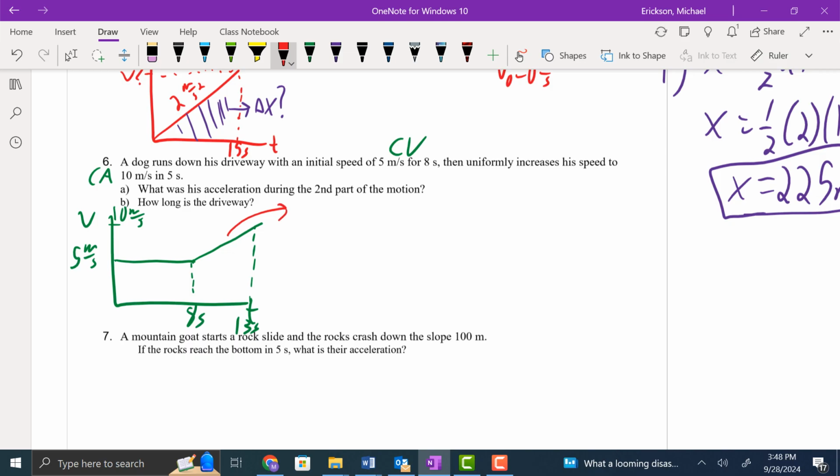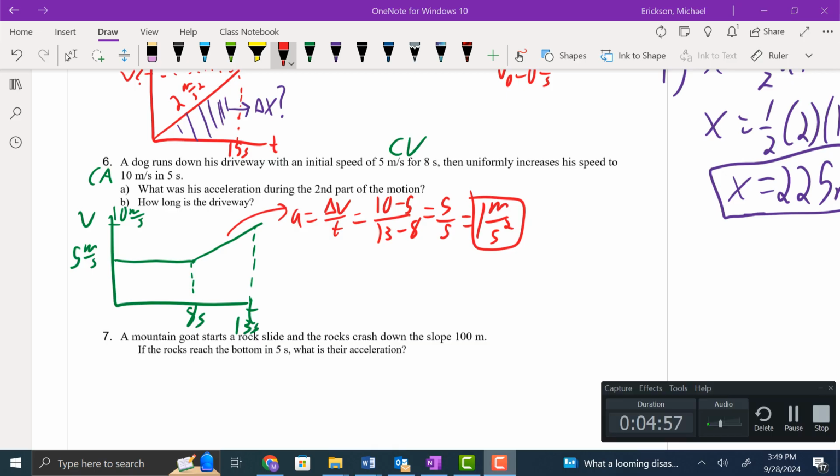And so that's going to be the slope again: a is equal to delta v over t. You can use equation 2, whichever one. And that's going to be 10 minus 5 over, now the time range is 13 minus 8. So it's going to be 5 over 5, or 1 meters per second squared. That one's not too bad. But then they ask, how long is the driveway? So how long is the driveway? I'm checking my time. All right, my time's good.